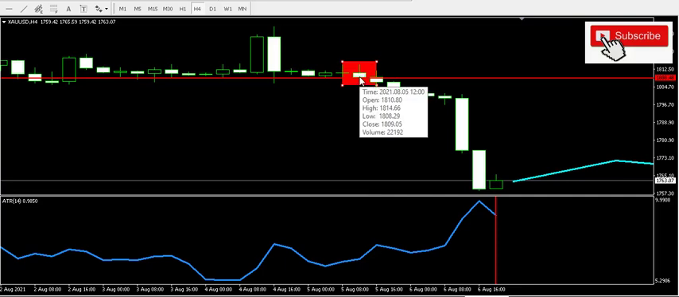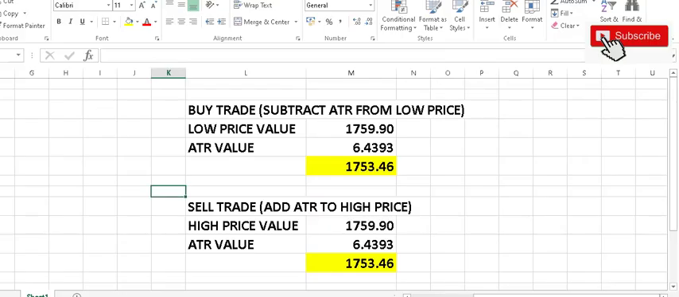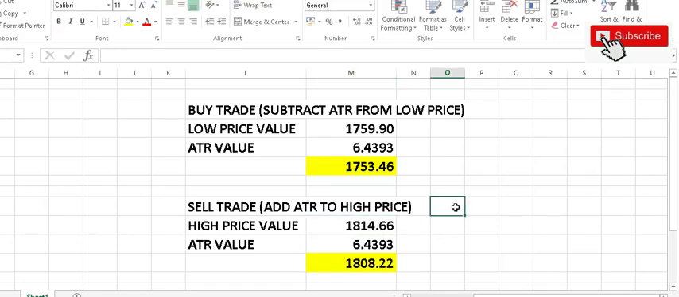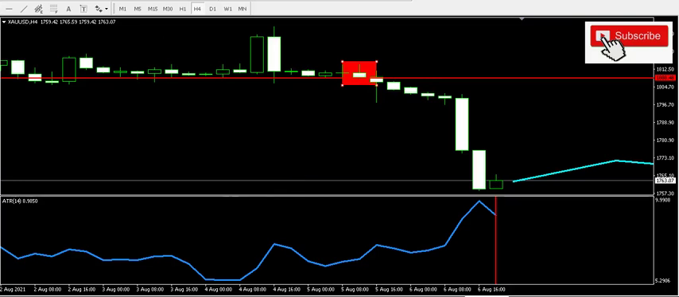Now the high price of this candle is 1814.66. Okay, that's the high price of the candle. Then you look for the ATR value for that candle. Okay, the ATR value for this candle is at 6.6464. So that's the ATR value.